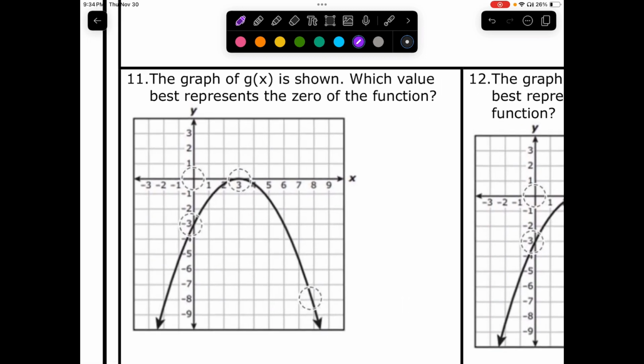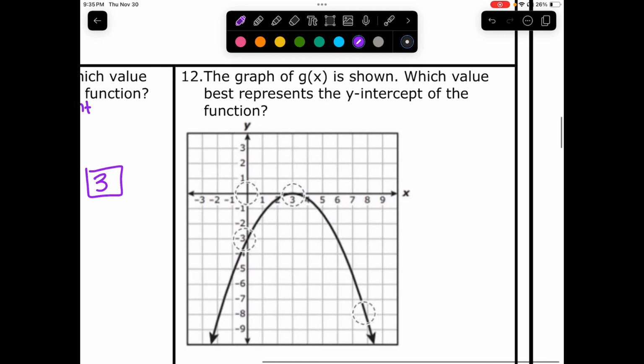Number 11. The graph of g of x is shown. Which value best represents the zero of the function? Respectfully, if you got this wrong, actually, no, you know what? I'm going to be nice. If you got this wrong, that's just because you don't listen. Zero also means x-intercept. Remember, I said that for number 1 and number 3, I think. Anyway, so there it goes. That's the x-intercept. Don't make it complicated.